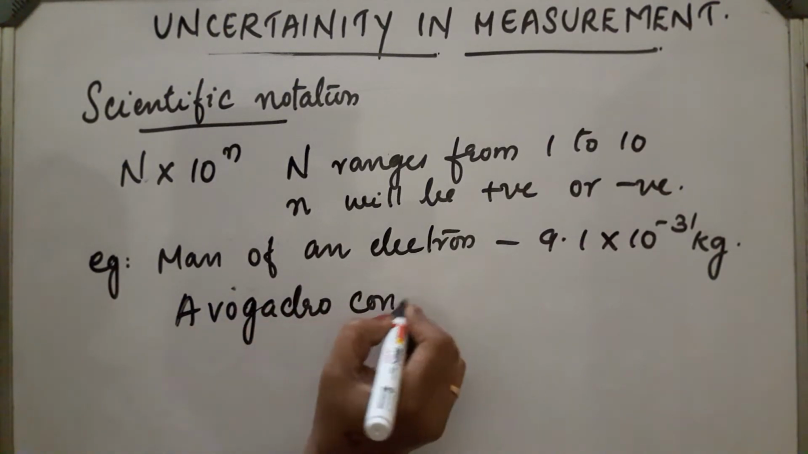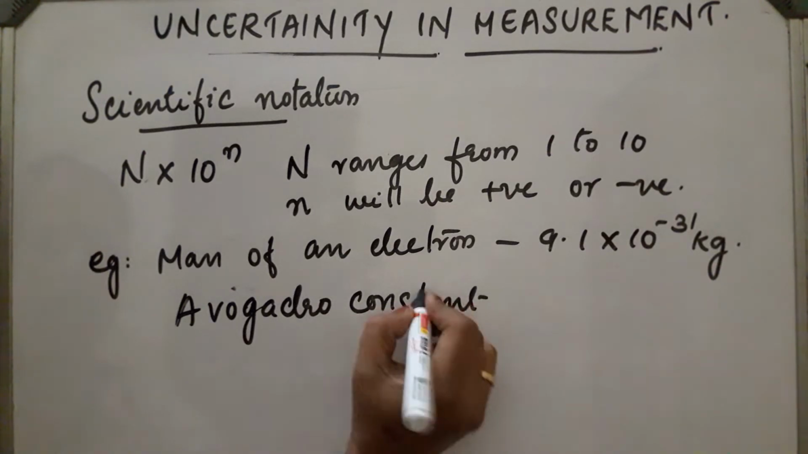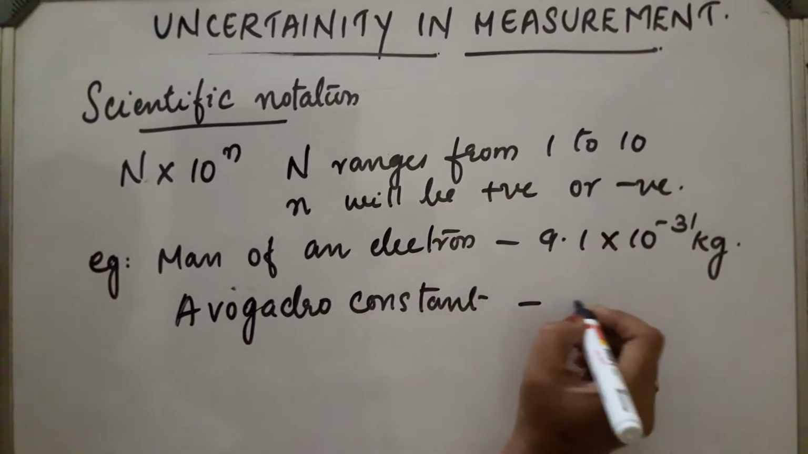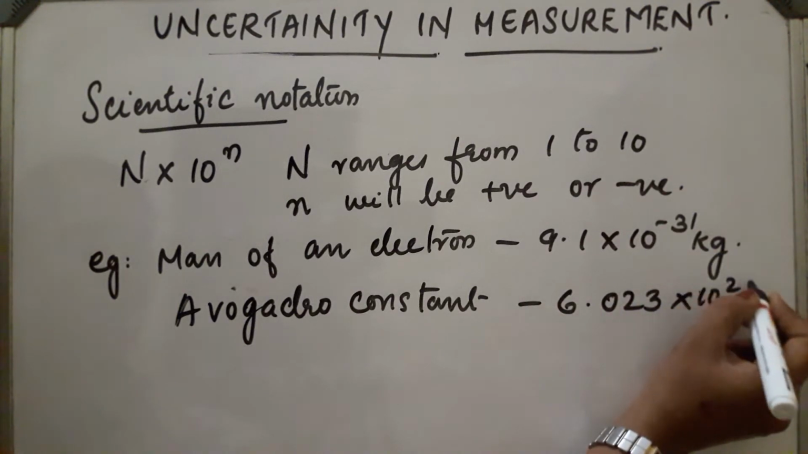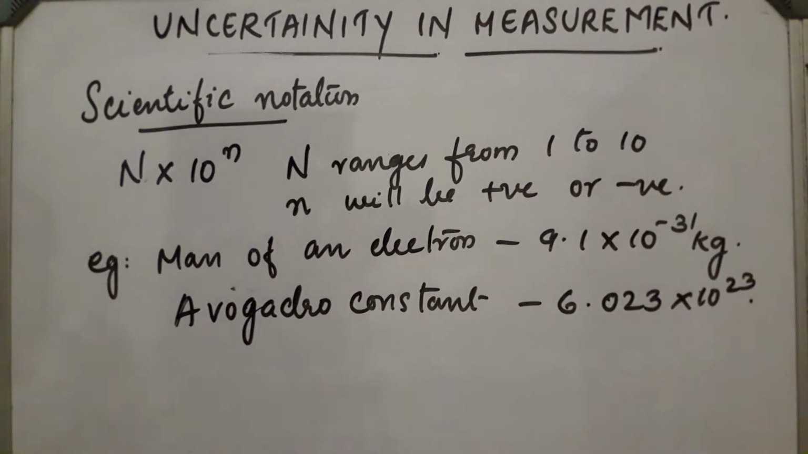Another one is Avogadro number, the Avogadro constant. The Avogadro constant or Avogadro number will be 6.023 into 10 raised to 23. So by using this notation, we can easily represent Avogadro's number.